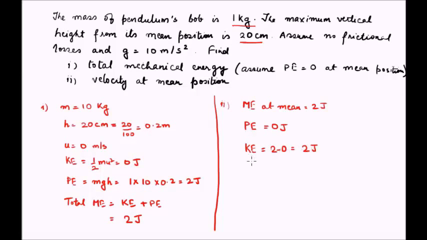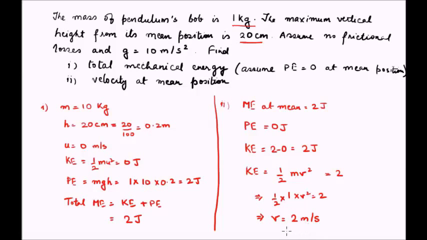Now we will use the relation that kinetic energy is equal to half times m times v square to find the velocity at the mean position. This will be equal to 2 joule, which implies half, mass is 1 kg, so I'll write it as 1, times v square is equal to 2, which gives v square is 2 cross 2, which means v is equal to root under 4, which is 2 meter per second. So we see that the velocity at the mean position is 2 meter per second.